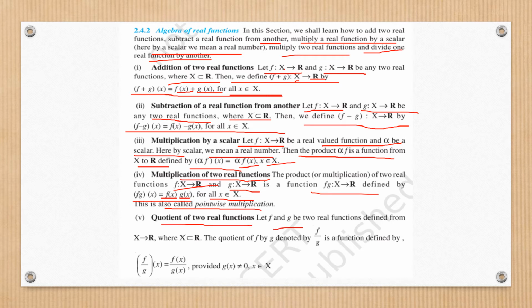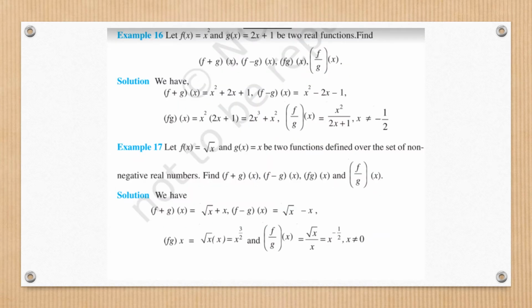Quotient: f and g are two real functions mapping from X to R, where X is a subset of R. Then the quotient of f and g is denoted by f by g, and it is a function f by g of x equal to f(x) divided by g(x), where g(x) is not equal to 0 for x belongs to X.